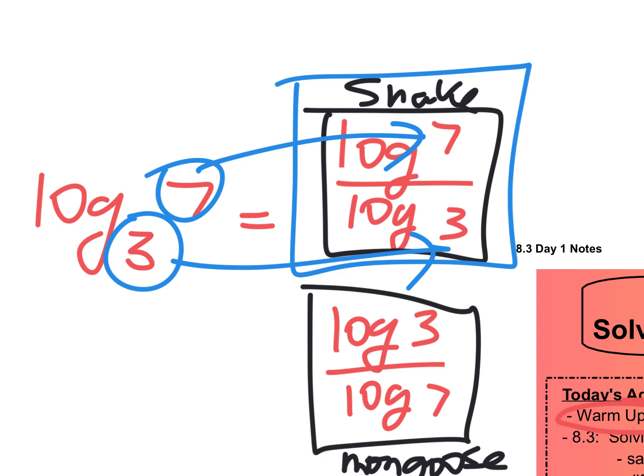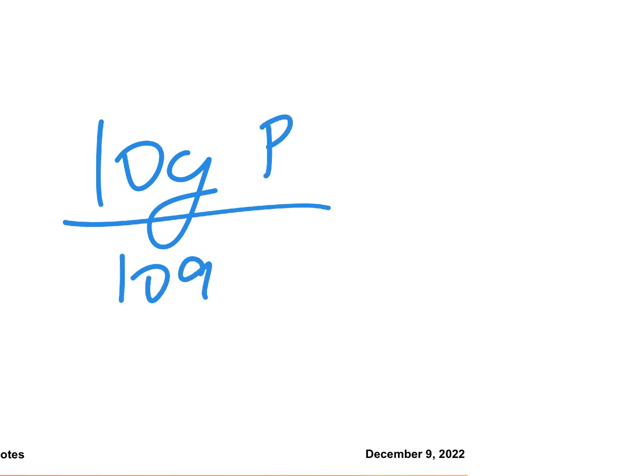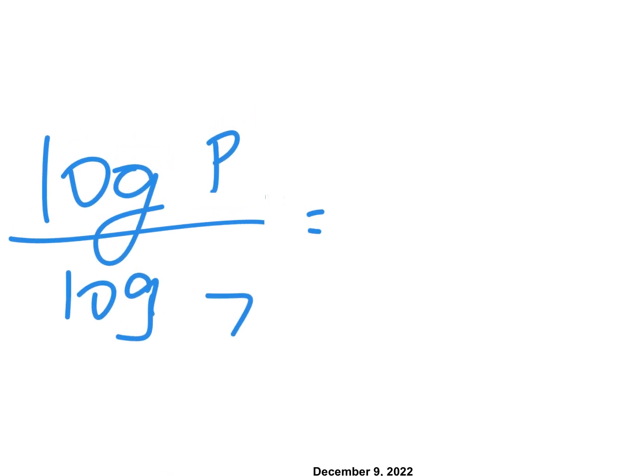All right. So then can you go backwards from that? What if I said it was log P over log 7. Can you make that into one log? What do you think it is? All right. And the base is in the base. You are correct. There it is. Raise your hand if you had that one right.